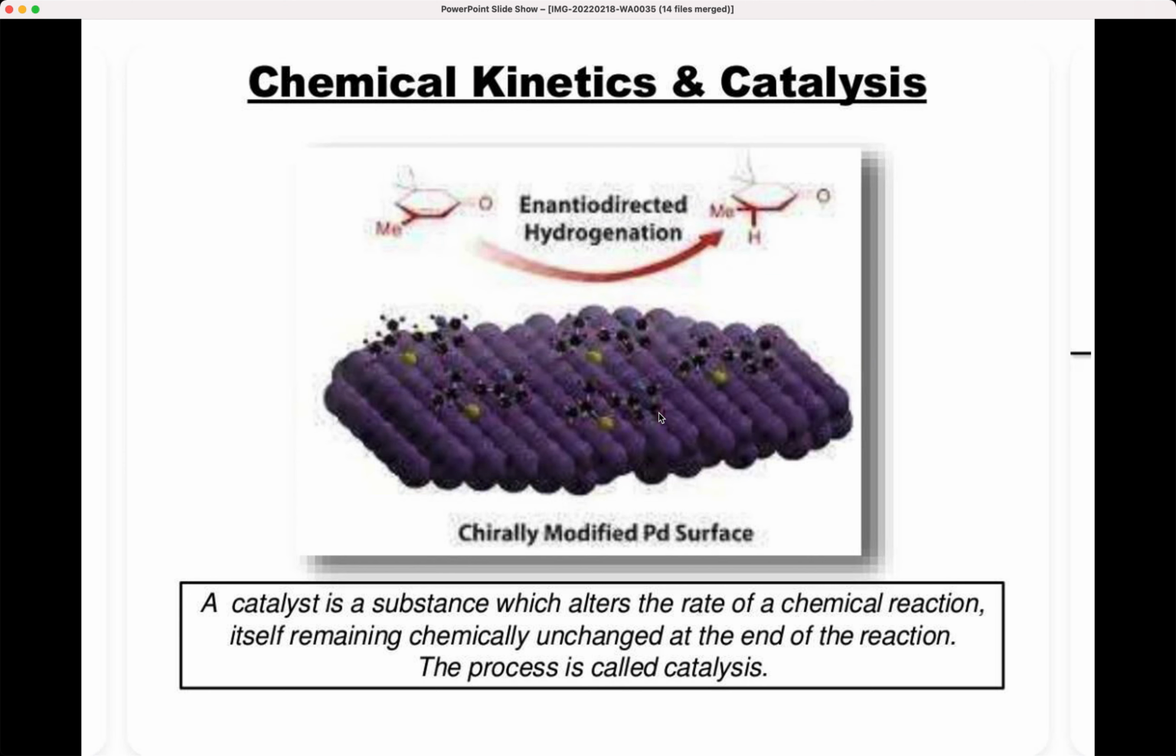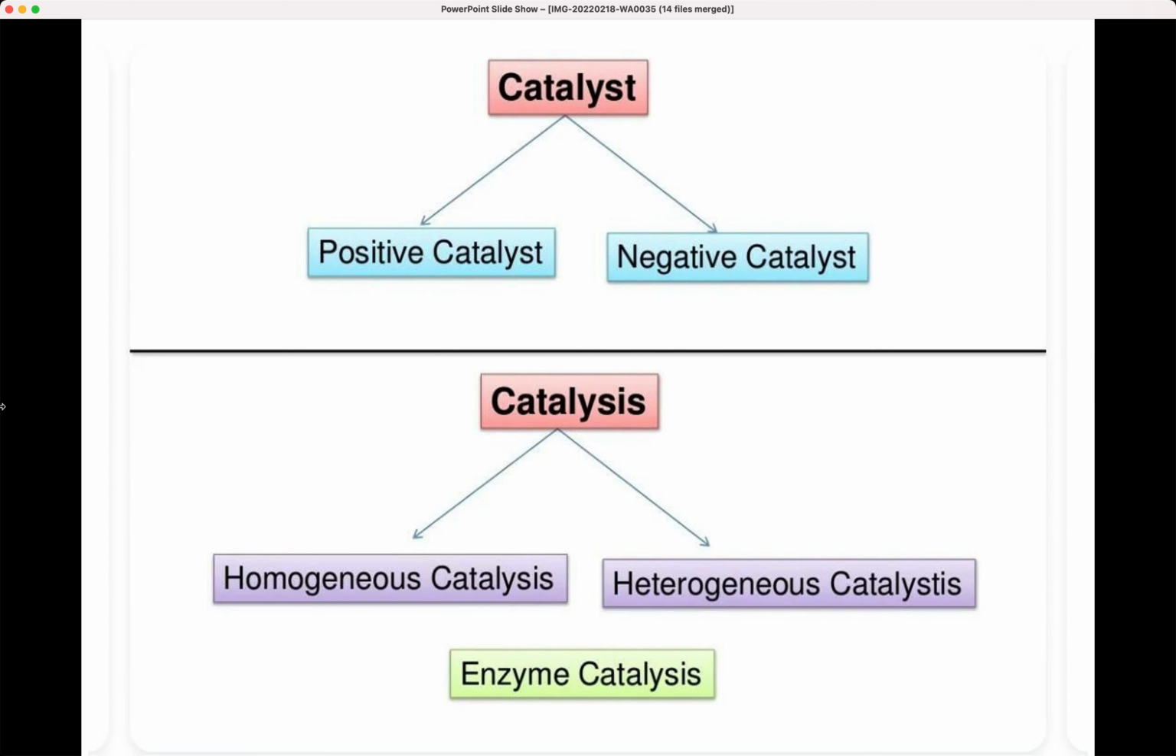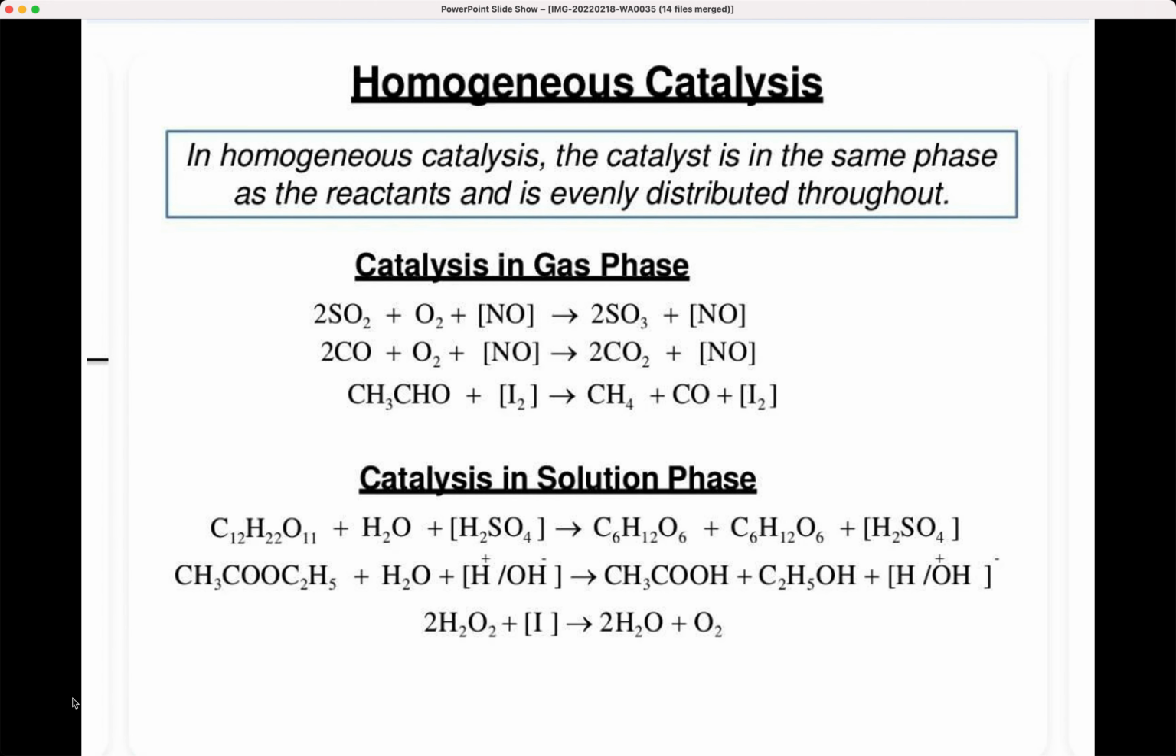Now next, you can see here the catalyst, we can classify them into two. One is positive catalyst and another is negative catalyst. Even catalysis can be divided into homogeneous catalysis, heterogeneous catalysis, and enzyme catalysis. Now what is meant by homogeneous catalysis? Here the catalyst will be in the same phase as the reactants and it is evenly distributed throughout.